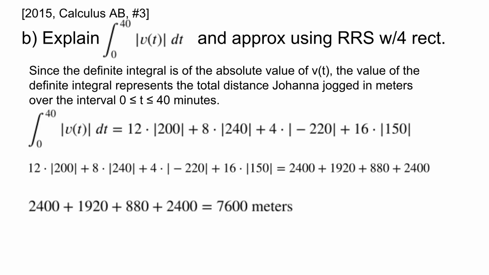Calculating this integral from 0 to 40 of the absolute value of v of t dt, that's going to get us 12 times the absolute value of 200, plus 8 times the absolute value of 240, plus 4 times the absolute value of negative 220, plus 16 times the absolute value of 150. Do all the math, simplify it, you get 7,600 meters. And so the approximate value that we get for the integral from 0 to 40 of the absolute value of v of t dt is 7,600 meters.